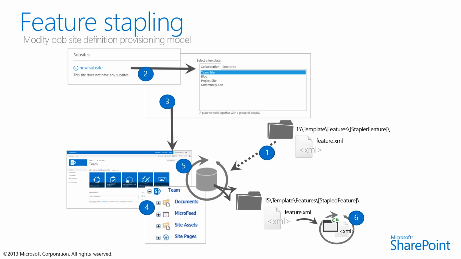So you cannot use feature stapling, for example, for customizing your private My Sites in Office 365, because you cannot staple at a level or scope higher than the site collection, which would be required to make the whole system work in Office 365.